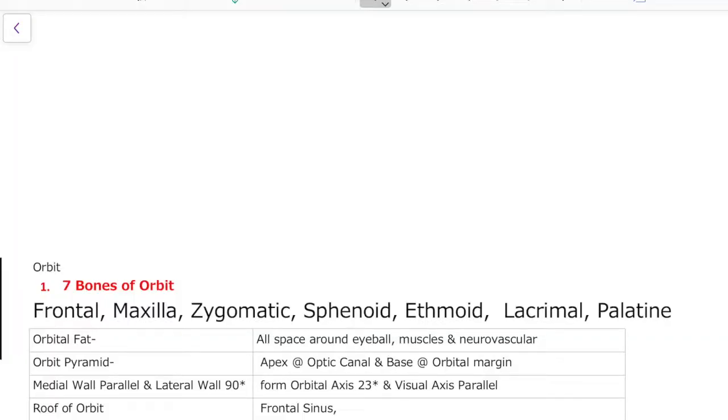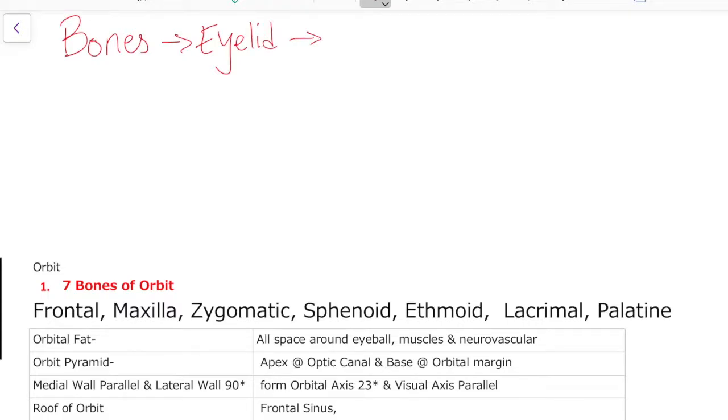Do a quick video about the eye in the orbit. So we will start first with the bones of the orbit. Then we will talk about the eyelid. So the bones of the eye to the eyelid and all the structures that are inside.